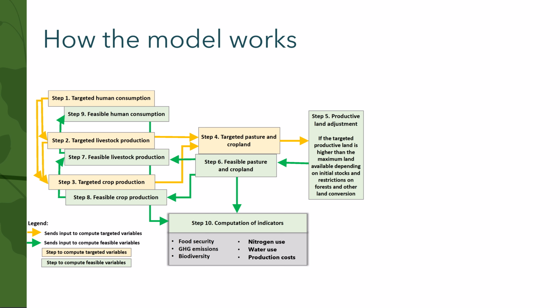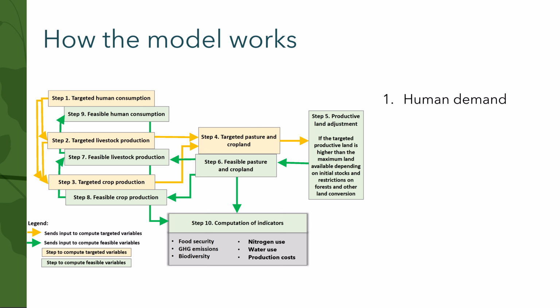Steps 1 to 4 focus on determining target consumption and production levels, which represent the desired outcomes without any constraints. The second part, from step 5 to 10, recalculates these variables after applying user-defined constraints, such as land limitations, to provide the feasible levels of consumption or production.